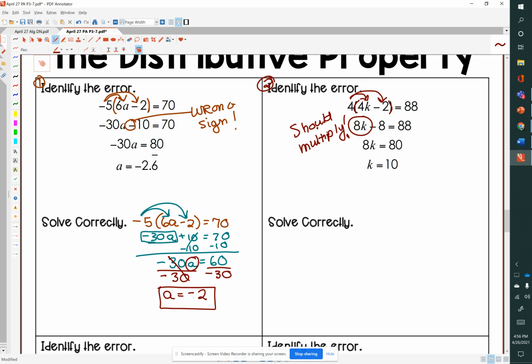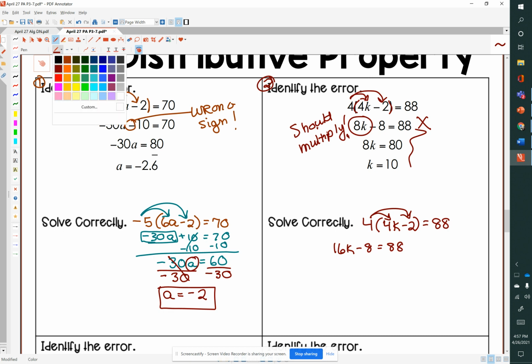Okay, distribution is multiplication. So none of this matters at the end because once you've made a mistake here, it's all going to be wrong. So let's rewrite this problem. 4 times the quantity of 4k minus 2, and that equals 88. So 4 times 4 is 16, and we have that k. 4 times negative 2, that's negative 8, equals 88.